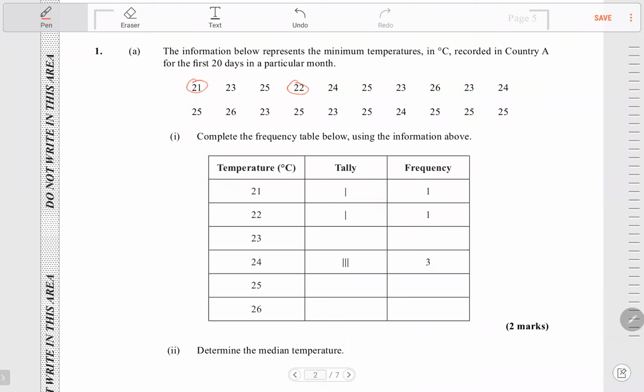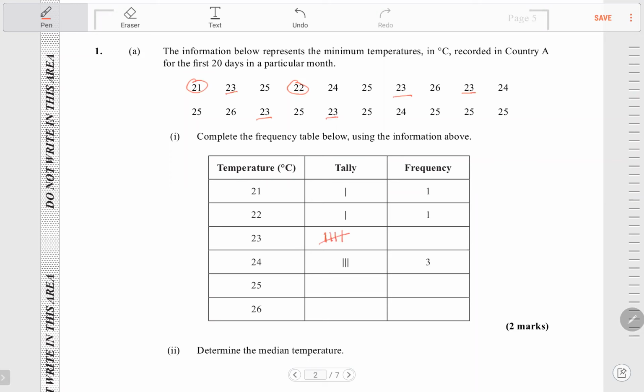Our finish is supposed to have 20 values. So that's the tally for the 23s. Or what we can do is just count them and put in tally marks for the 23s. So let's count the 23s. I'm going to underline them this time. So it's 1, 2, 3, 4, 5. 5 of them. So I'm going to put the tally mark for 5, which is this. 1, 2, 3, 4, 5. That's the tally mark for 5.